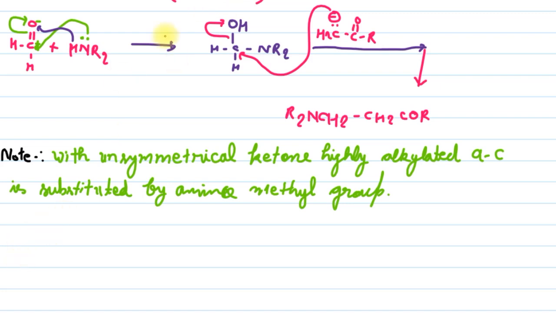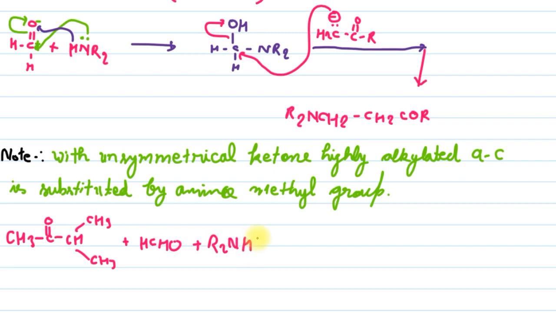CH3 C double bond O and CH bonded with 2 alkyl groups CH3, and it reacts with formaldehyde HCHO and a secondary amine, that is R2NH, and the product is CH3 CO C and CH3 whole twice CH2 NR2.